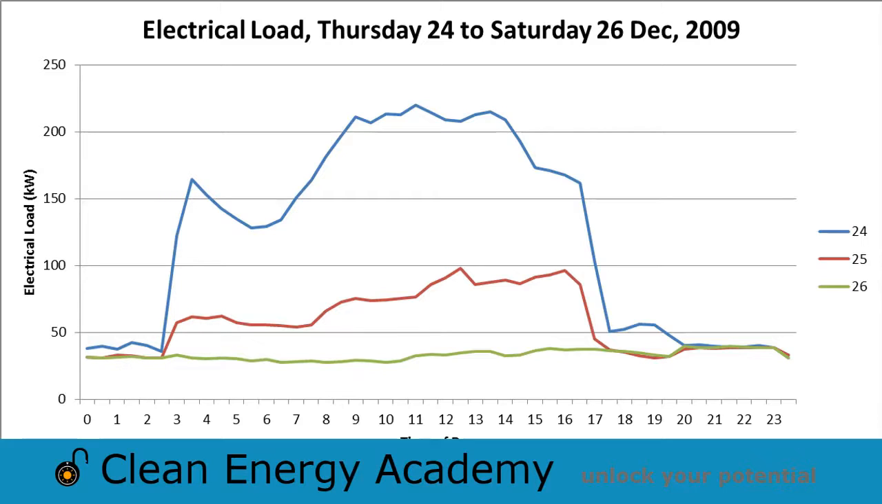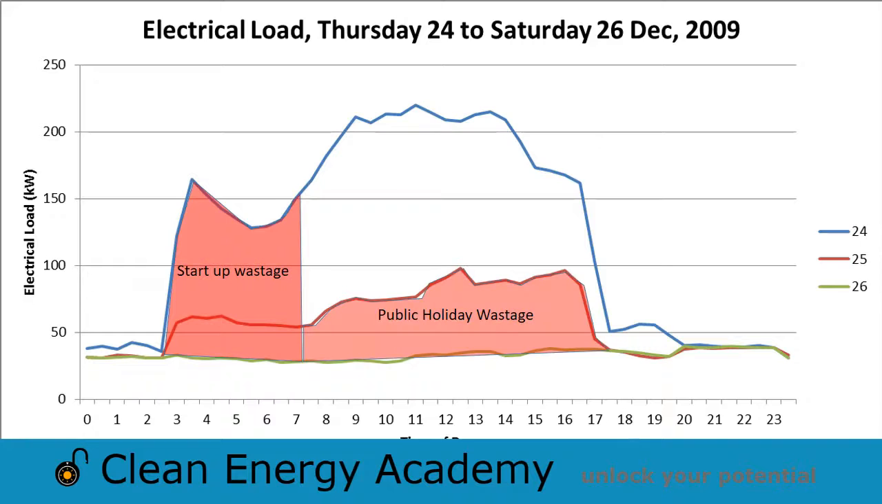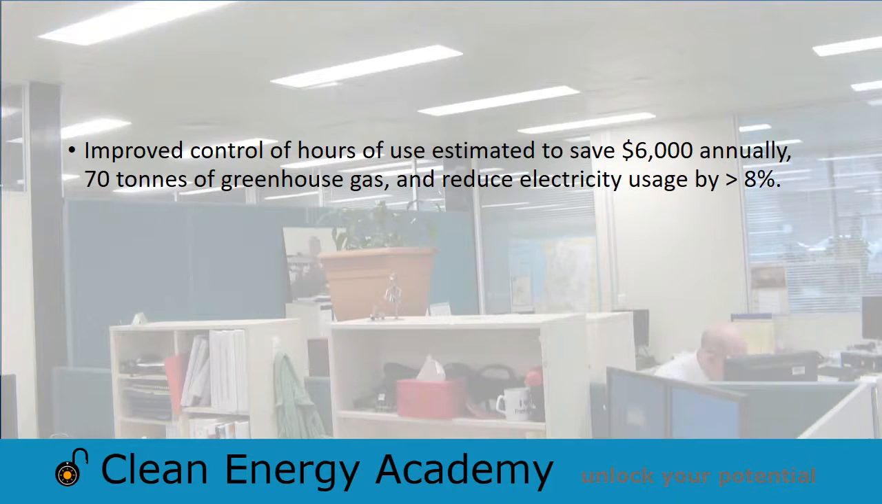Secondly, we can see that while the usage is lower over Christmas Day, it is still much higher than on the following day, which was a Saturday. This is showing that something is still operating on the Christmas Day public holiday when no one is in the building. At this site, improved control of hours of use was estimated to be able to save $6,000 annually, 70 tons of greenhouse gas emissions, and to reduce electricity consumption by more than 8%.